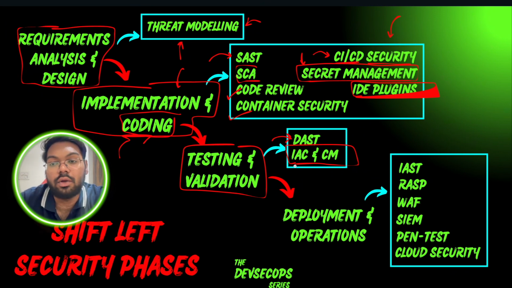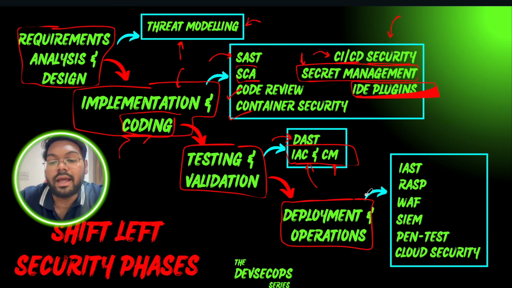We have deployed it on cloud environments, but it is pre-prod, not the actual production environment. So in that phase we can do what is called dynamic application security testing, and check whether the infrastructure is safe as well. For that we will use IaC tools, infrastructure as code scanners, and configuration management security tools. Then comes the deployment and operations phase.